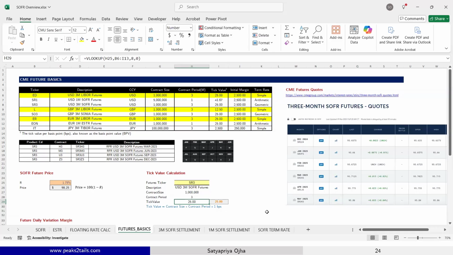Simple question: is it inversely proportional or directly proportional, the rate and the price? If the rate goes up, does the price go up or go down? Sunil says it is inverse. Everybody agrees it is inverse? It is inverse, right? 100 times 1 minus R, so it is inverse. So if rate goes up, your price goes down. So if you are long the future and rate goes down, then you benefit because your position will go up. Okay, so that's tick value.